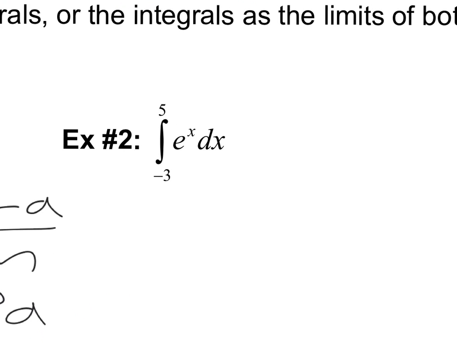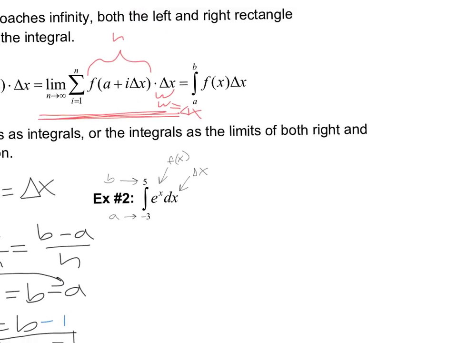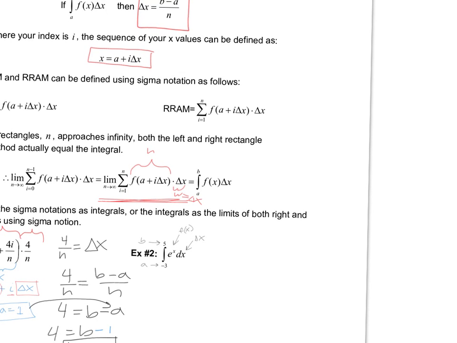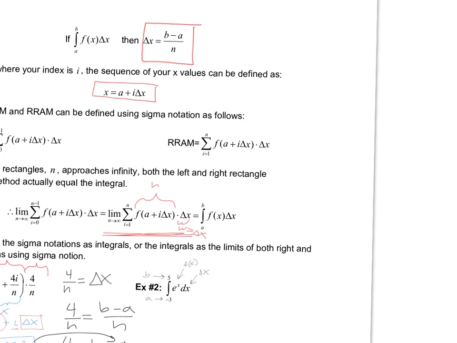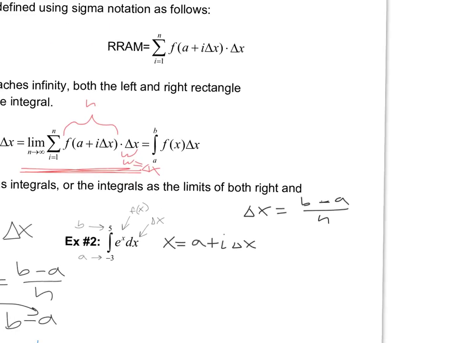Okay, so let's do the opposite now. And we can quickly identify a couple things. We can see that this is your function, and we can see that this represents the delta x. We can see this is the a, and this is the b. And we're going to just rewrite it all so that it's in sigma notation. And we're going to start with these two formulas, right? We know that delta x equals b minus a over n, and we know that x equals a plus i times delta x. So let's just start plugging in what we know, see if we can simplify this out.